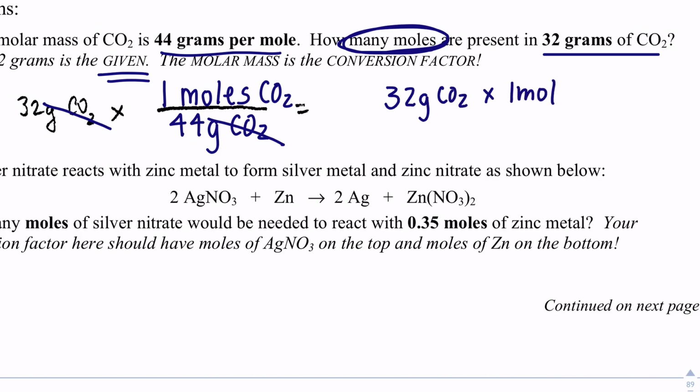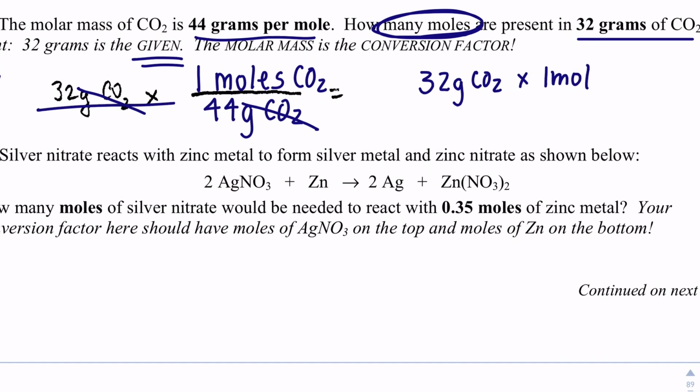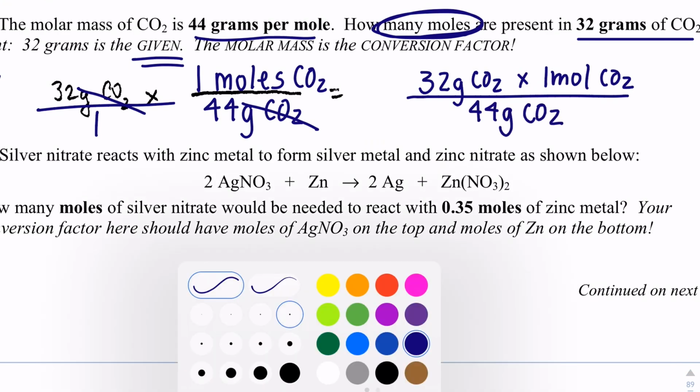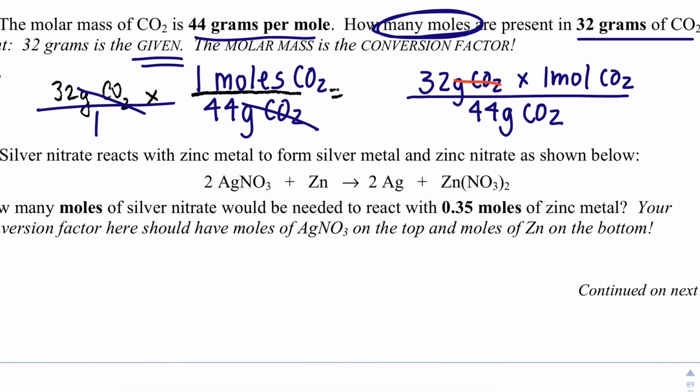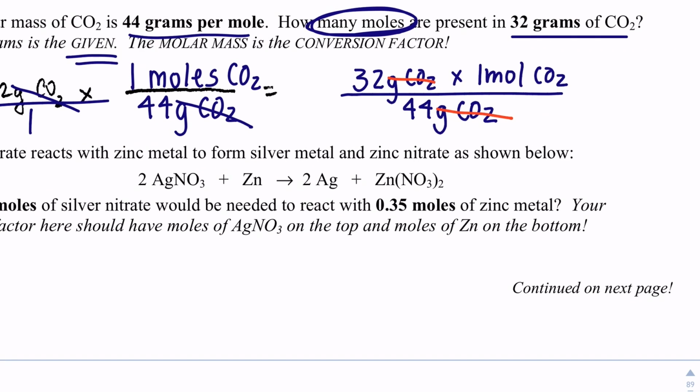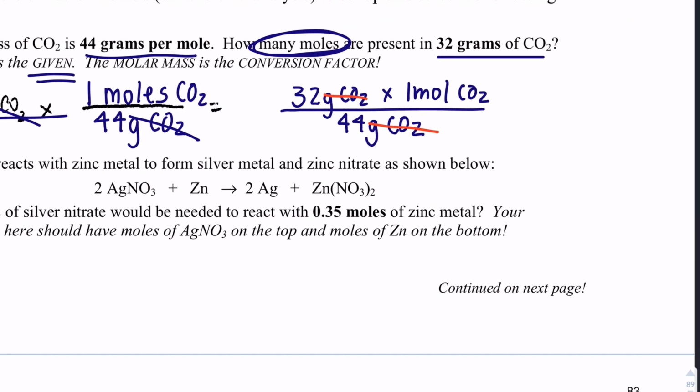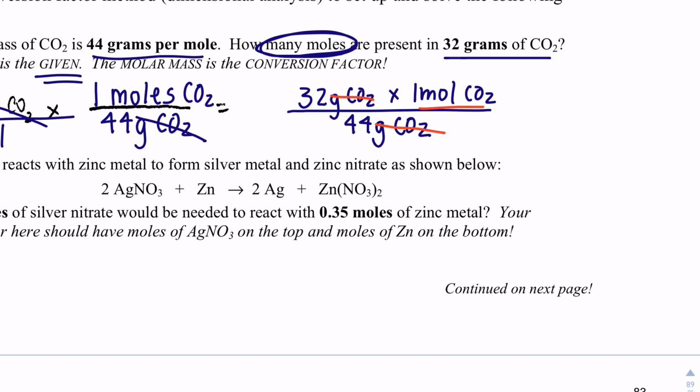You're multiplying these together, so what you're really doing is 32 grams of CO2 times 1 mole, because this is on the top here. Say it's over 1 if you really want to. 32 grams times 1 mole over 44 grams of CO2. When they're all together like that, you can see how the grams of CO2 cancels out with the grams of CO2. So really what we're doing is 32 times 1 divided by 44, and we're left with moles of CO2. And if we solve for that, we get 0.73 moles of CO2.